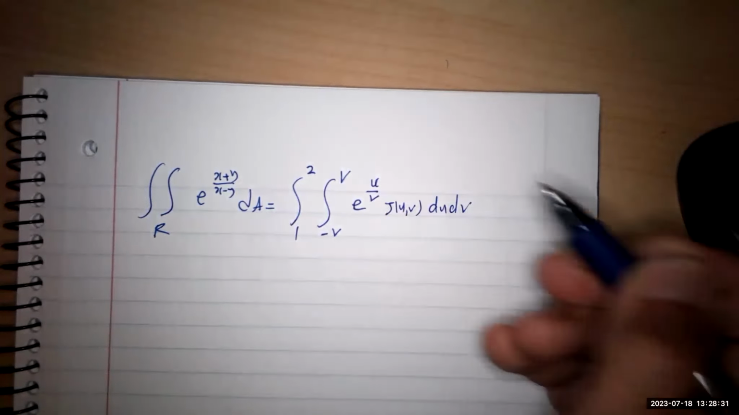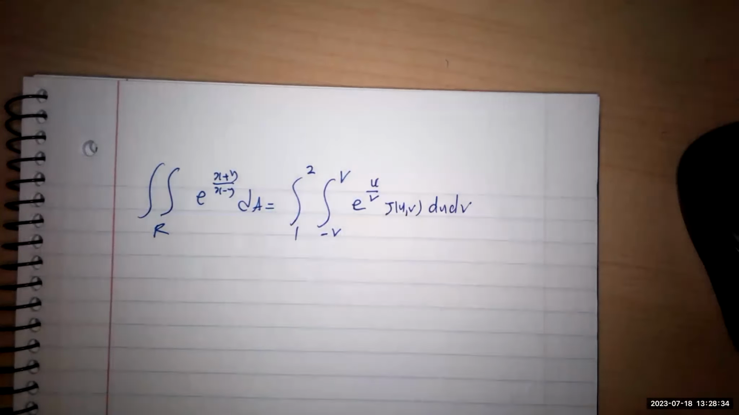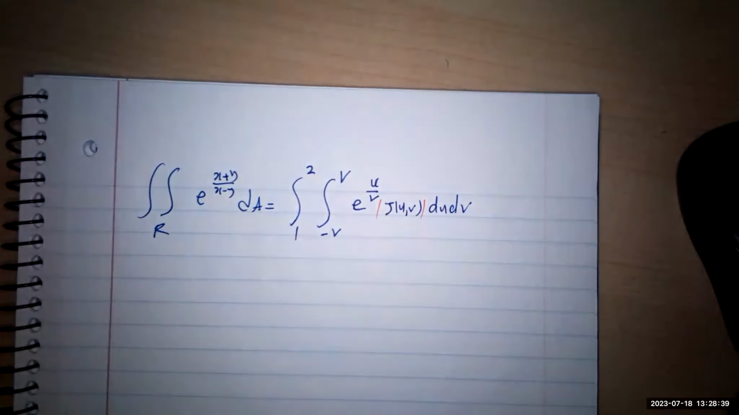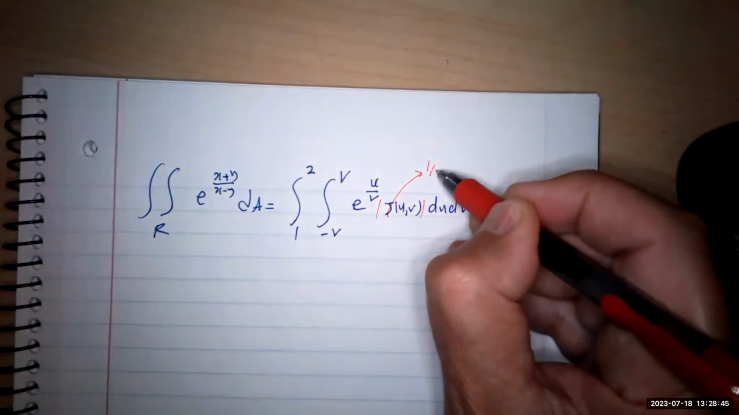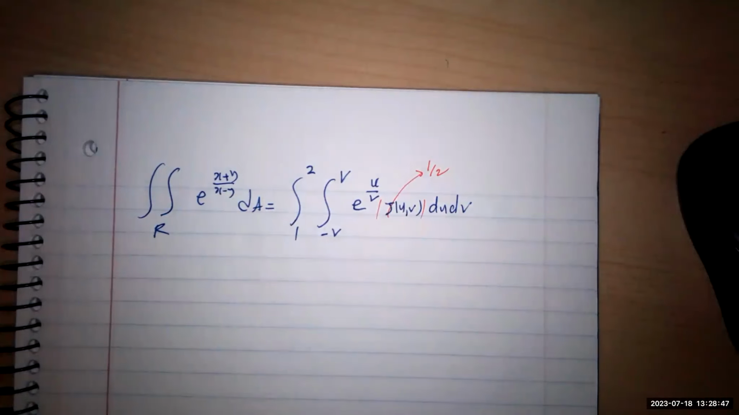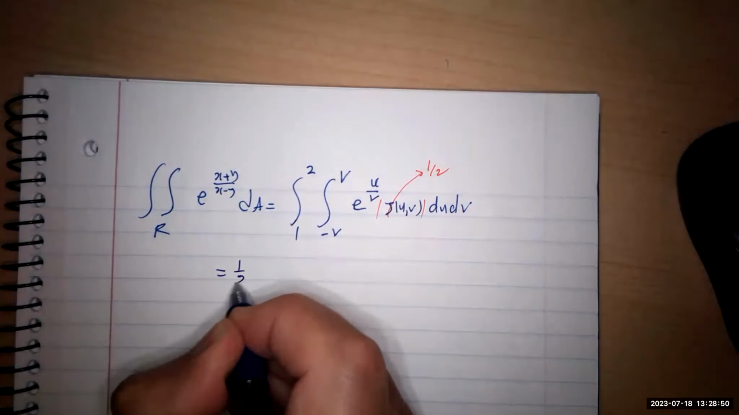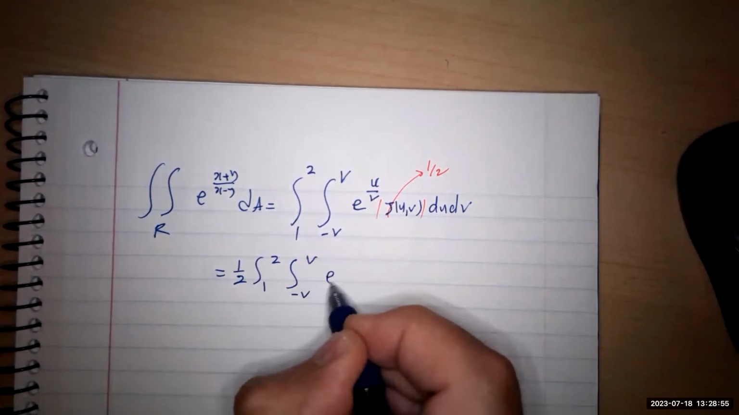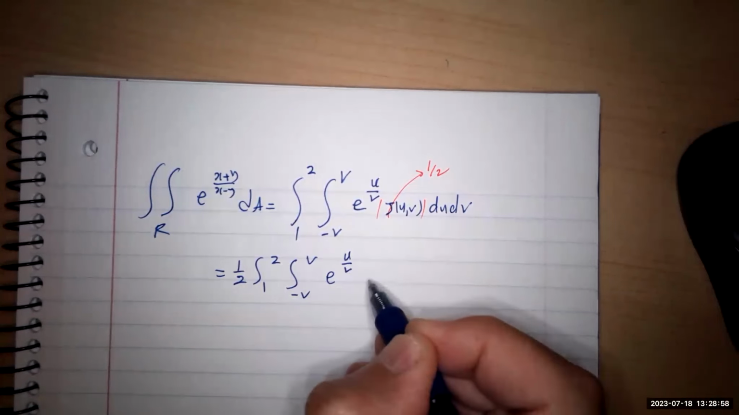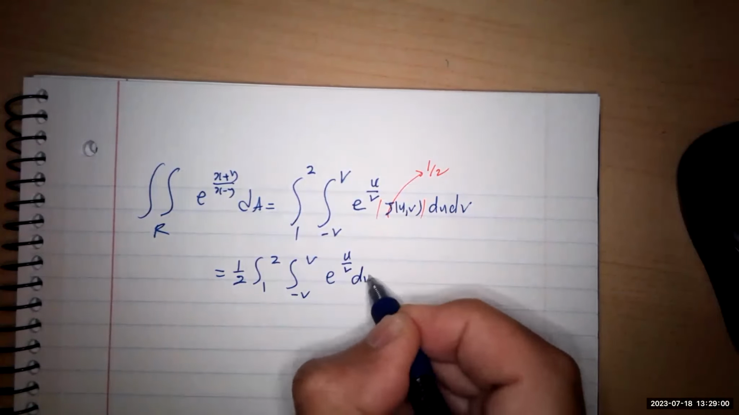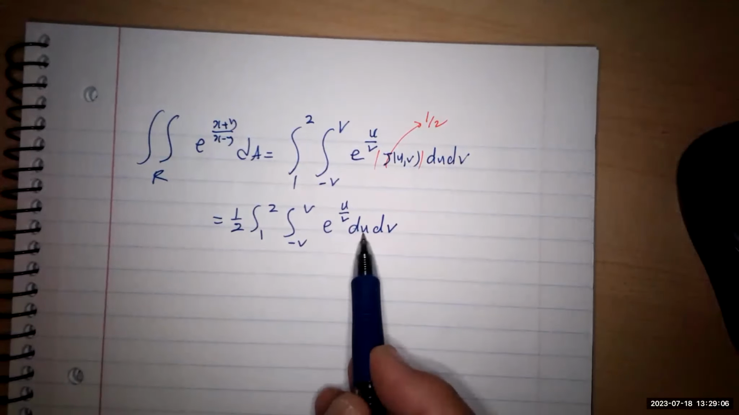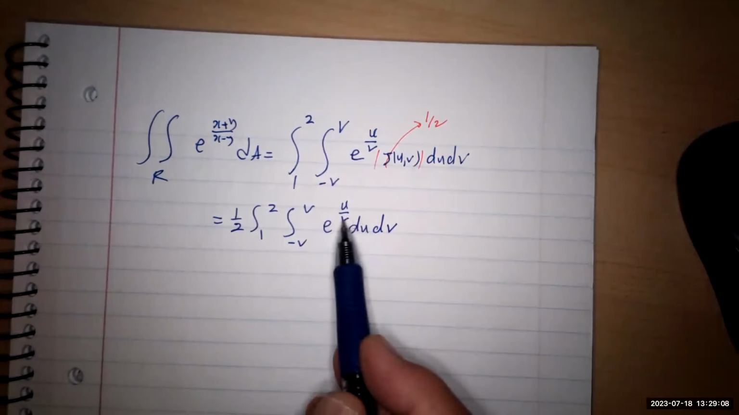You know, it's always the absolute value of the Jacobian that we use in this formula. So the Jacobian was 2, and the absolute value was 1/2. So we can pull out the 1/2 and start integrating. So it's going to be 1/2, integral from 1 to 2, integral from -v to v, of e to the u over v, du dv. Now you have to integrate it with respect to u. You know, the exponential function never changes, but you have to have the u prime.